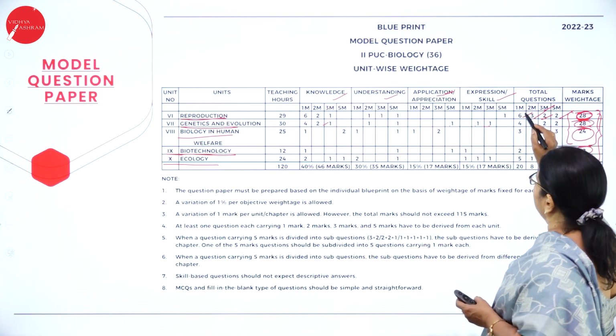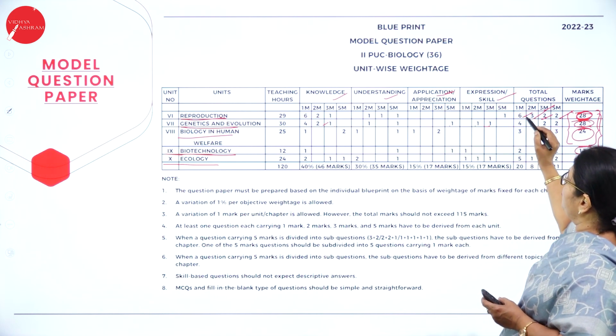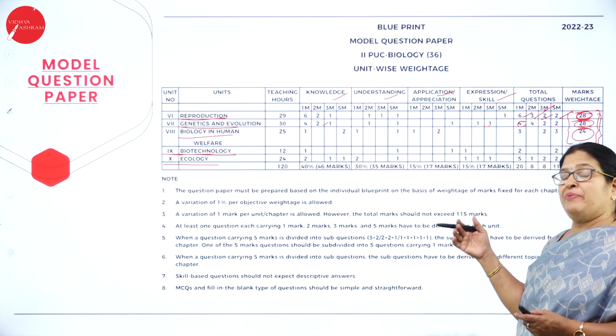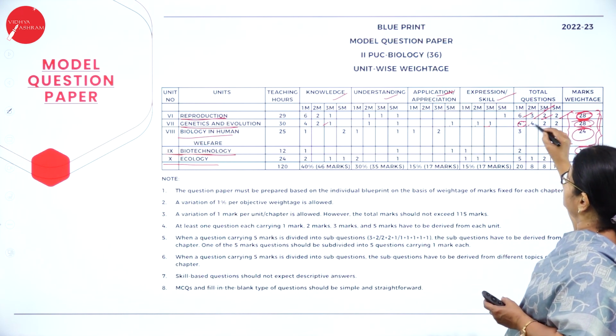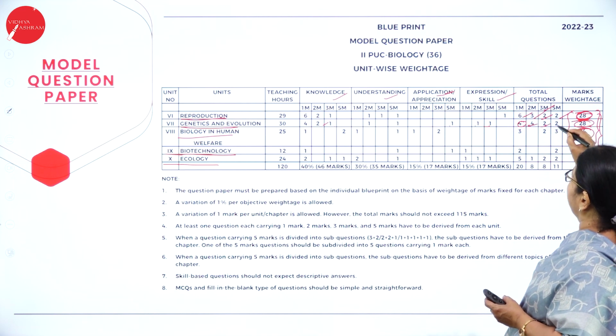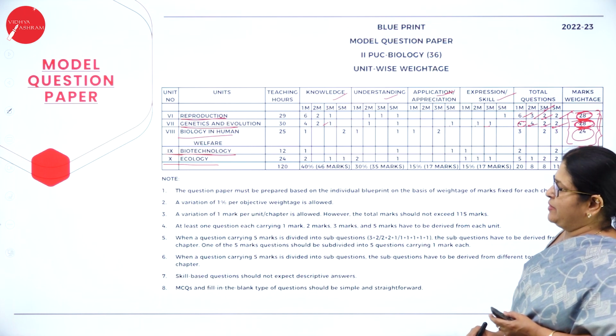So total questions you are going to have from this particular unit called Genetics and Evolution: 1 marker question 4. That 4 may come for your MCQs and fill in the blanks. Then 2 marker question 2, 3 marker question 2, and 5 marker question 2. Total weightage, as I already said, is 28 marks.